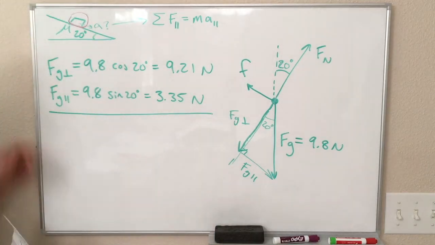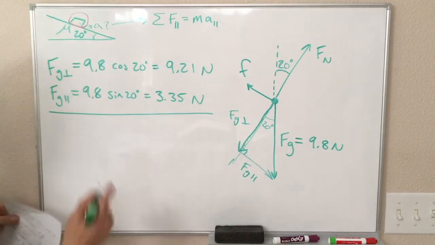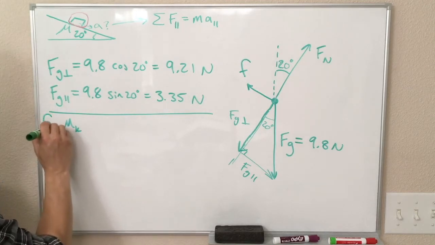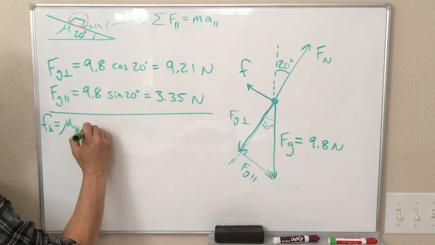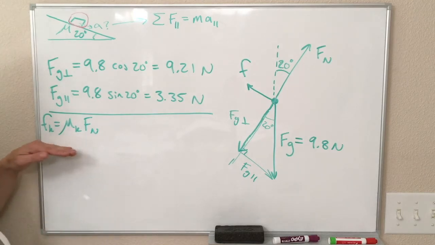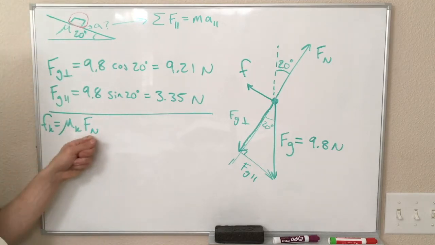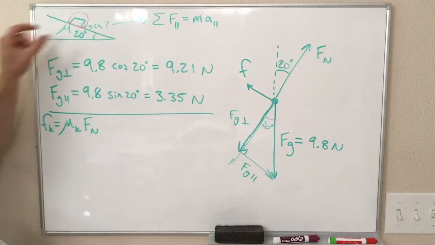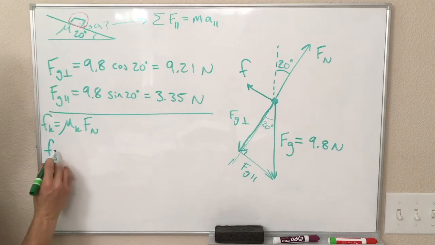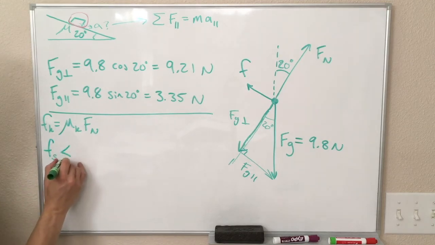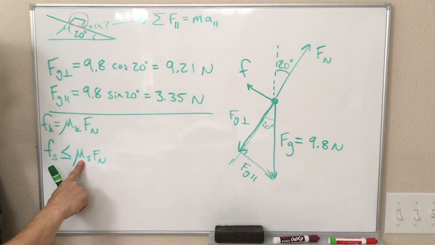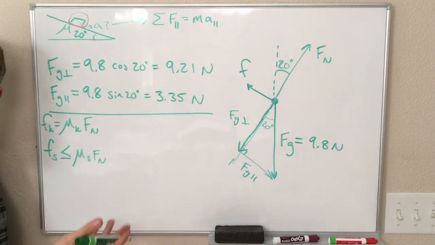So if our block is sliding down this ramp, our friction, Fk, is going to be equal to mu k times the normal force. So if our block is sliding down the ramp, we can plug in and get this number. If our block is sitting on the ramp not moving, then the static friction force is less than or equal to mu times the normal force. Again, this could be a different friction coefficient, but we're saying that these two are equal to each other in this particular problem.